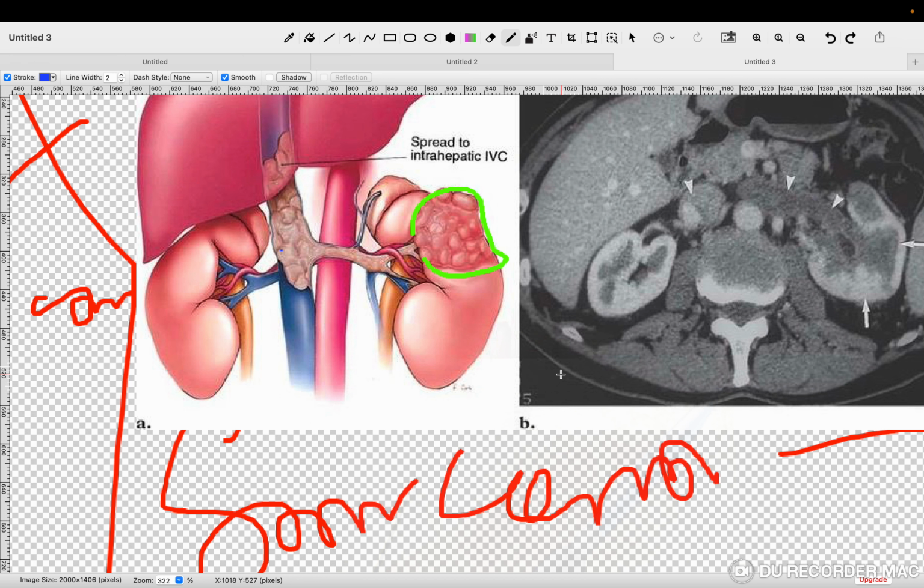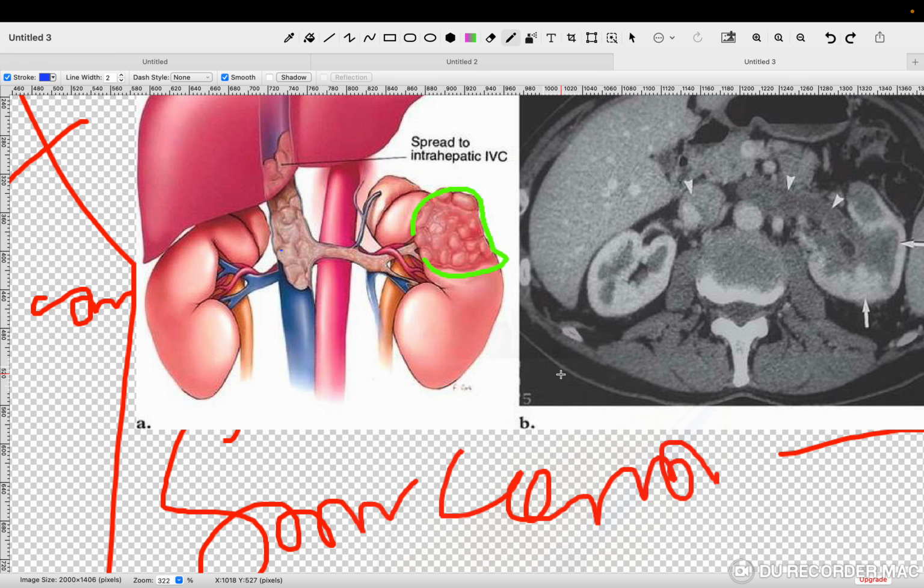Okay, so let's take a look here. So they go to the IVC and then they spread hematogenously. They can metastasize to the lung and to the bone. Let's think about it logically. Well, if they go to the inferior vena cava, after going to the inferior vena cava, they will go to where?